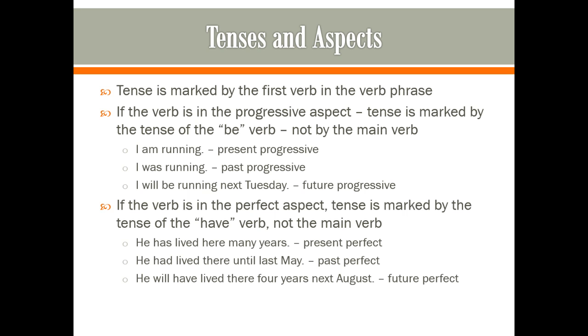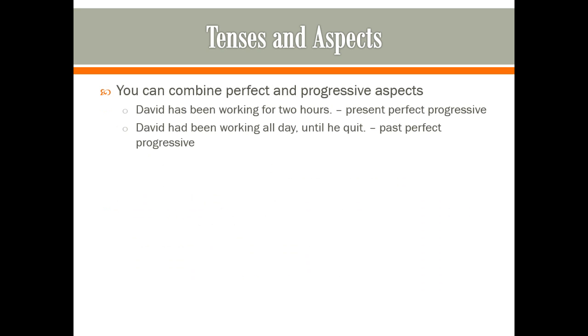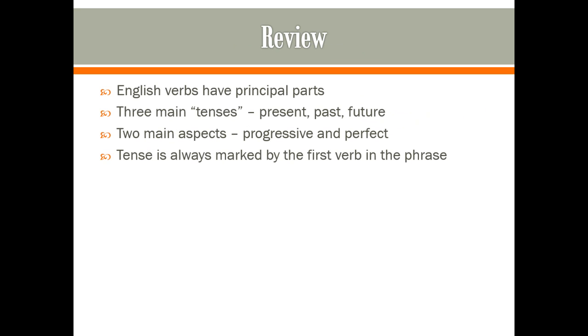Same thing in the perfect aspect, except this time we're looking at the form of the verb have. In the present, we have has, we have had for the past, and will have for the future. The main verb lived stays the same in all 3 sentences, but the form of have changes to change the tense. You can combine the perfect and the progressive aspects and get either a present perfect progressive or a past perfect progressive. So David has been working for 2 hours is present. David had been working all day until he quit. That's past.